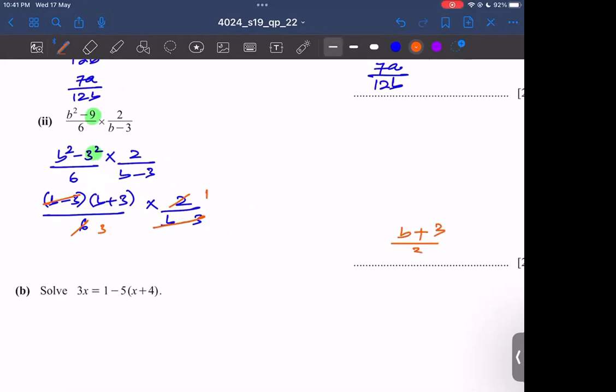You cannot cancel 3 with the 3. Remember, this 3 and 3 cannot be cancelled. Why? Because there's a plus sign between them.